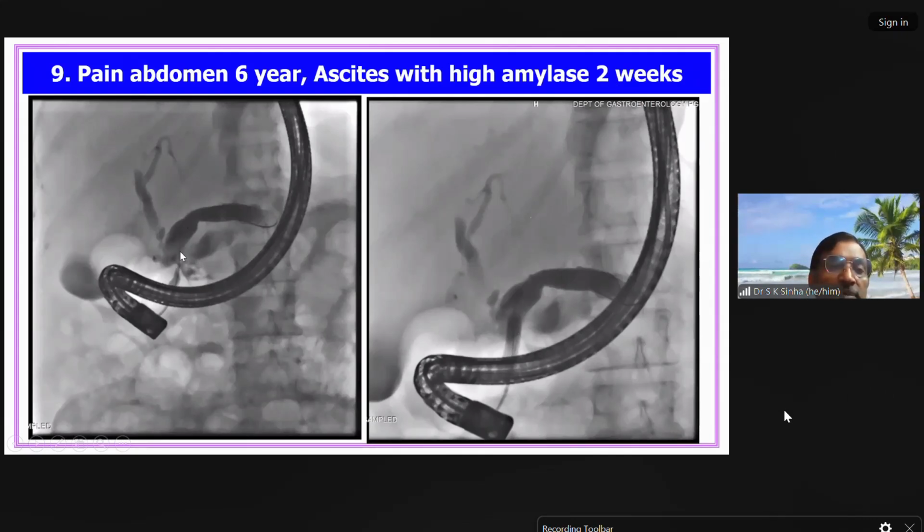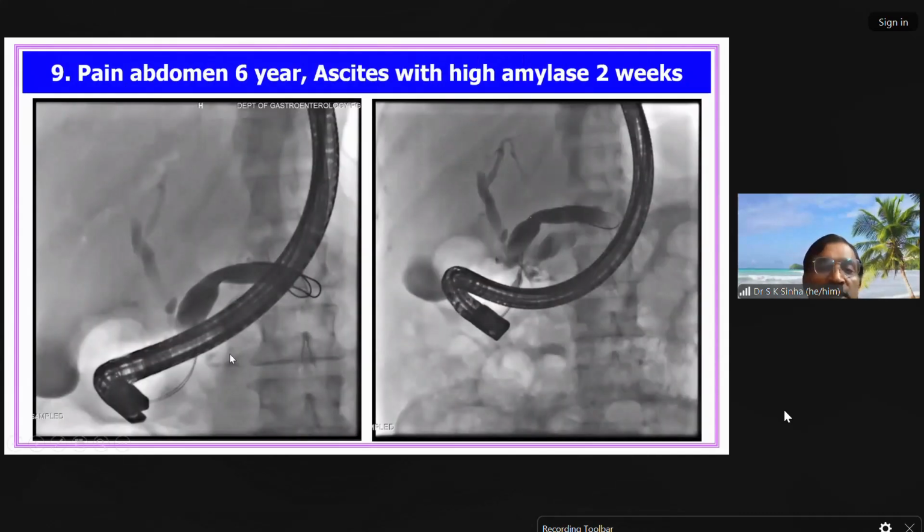So obviously we will put a stent, but this stricture is too tight. So we are dilating this stricture with a balloon. You can see the contrast out here. You can see the balloon out here, and it will be dilated. And then post dilatation, what we do again, two guide wires have been placed. So two stents will be placed. 7 French into 2, so 14 French stent. So this is the ductal disruption.